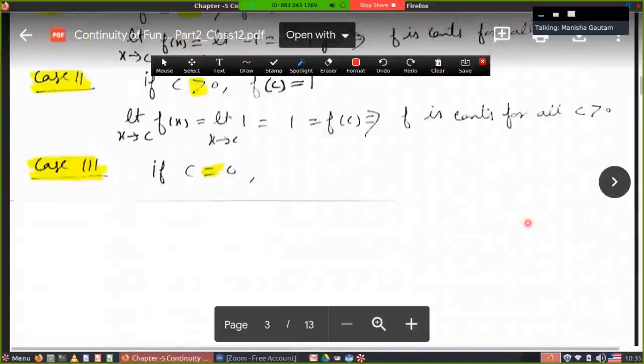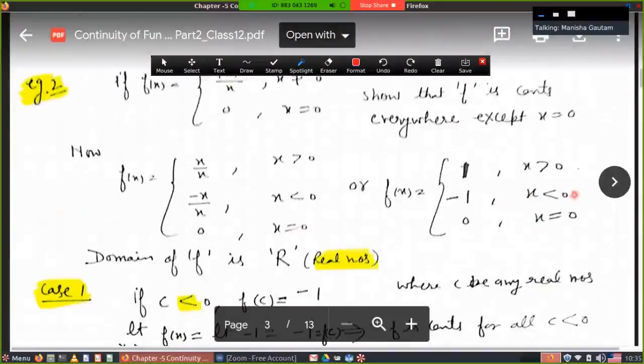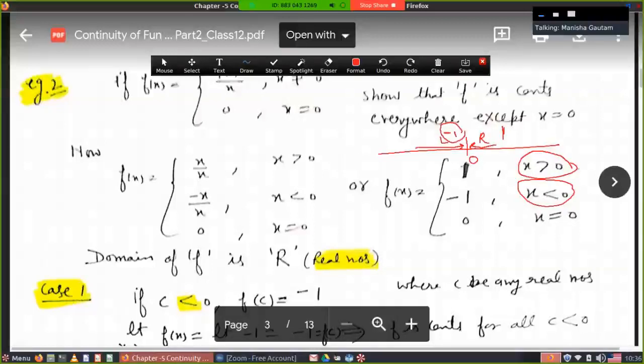Now at 0, you can check it from here. At 0, it means what at 0? Suppose this one is the number line. This is 0. If you want to check the continuity at 0, it means you have to go very near to 0 from the right hand side and very near from the left hand side. It means when x is greater than 0, the value is 1. x is less than 0, the value of y will be minus 1. Both are approaching different numbers.